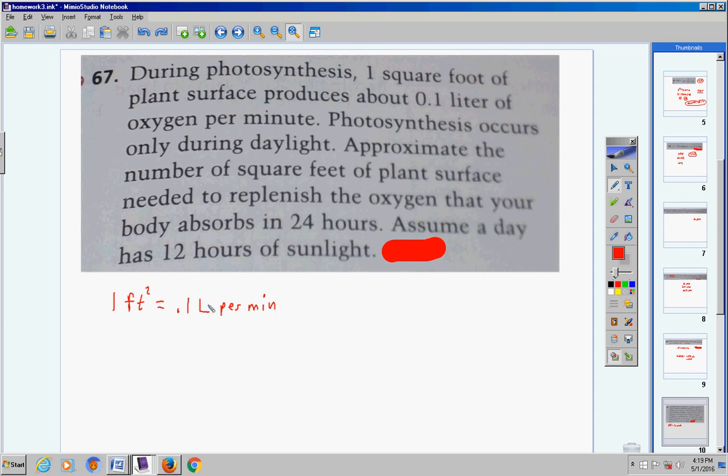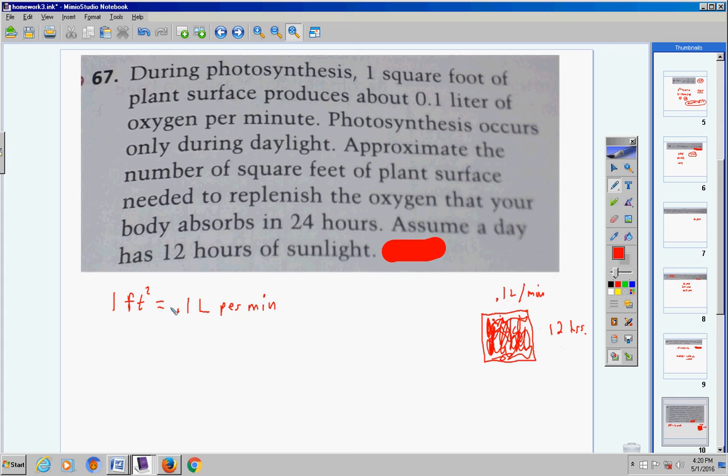Only for 12 hours a day am I getting this many liters per minute from a square foot of plants. Like, here's a little square foot, a foot by a foot, and it's all filled up with plants and trees, okay? That 1 foot by 1 foot square, as long as the sunlight is shining on it, is giving you 0.1 liters of oxygen per minute, okay? But that's only for 12 hours. So really over the course of 24 hours, that's cut in half, it really is.